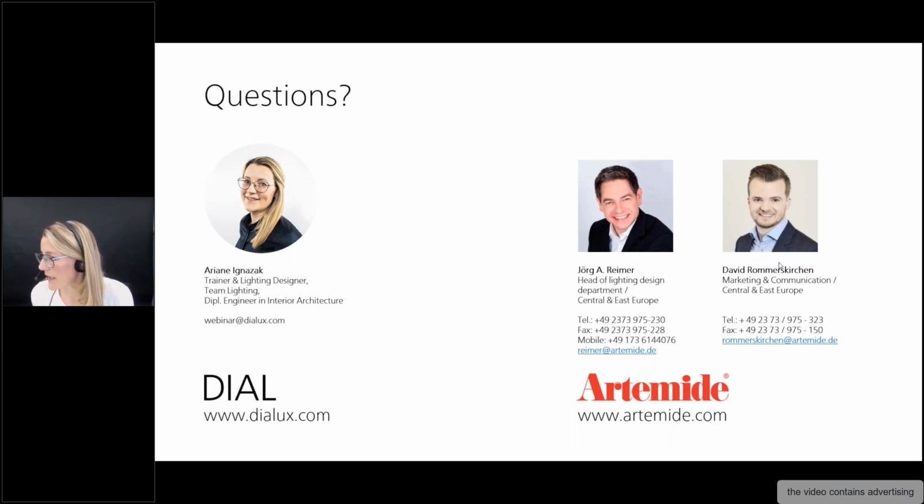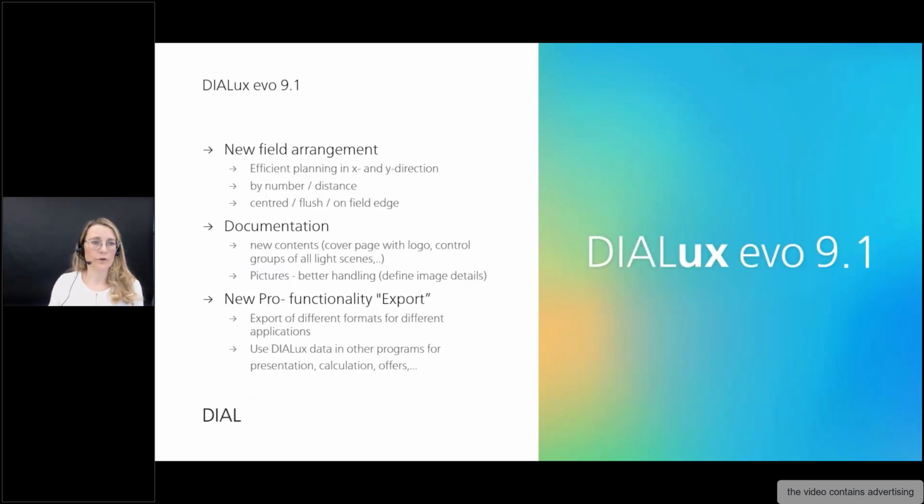And the next step, I want to give you an overview about the new version. So 9.1, what is given there? So we want to have here the new field arrangement, because the line arrangement here is perfectly implemented. And now we need also the field arrangement that you can plan here perfectly in the X and Y direction, also by number and distance and so on.